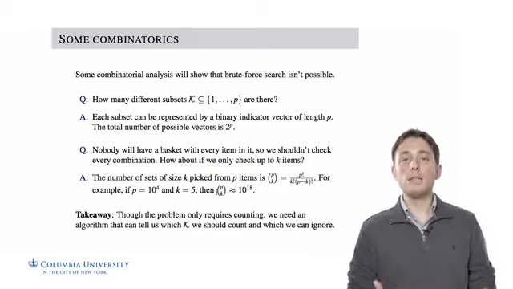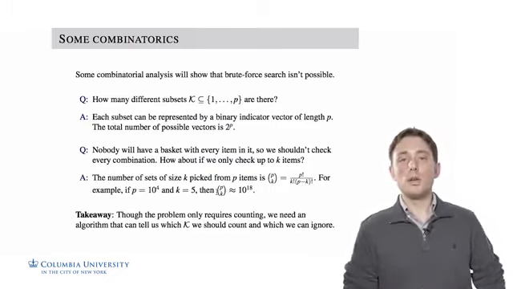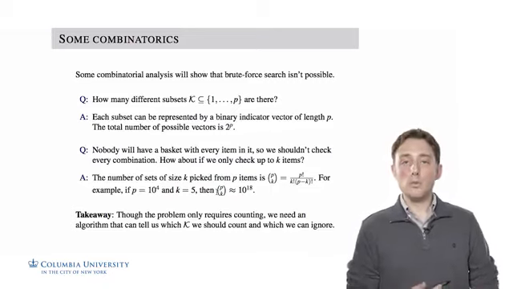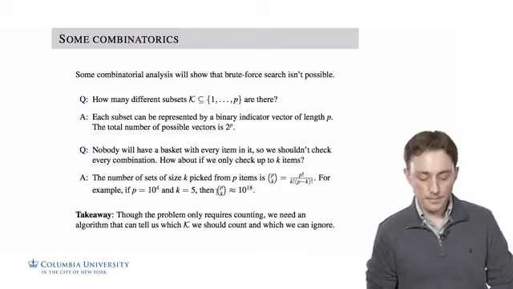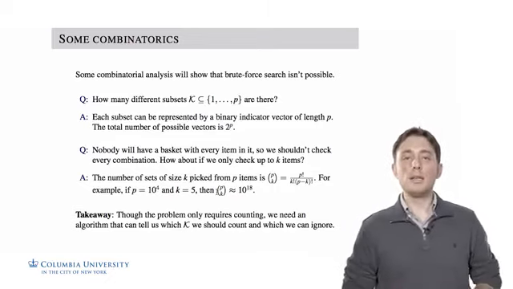So that's 10 to the 18 different subsets that we would have to check by a brute force search, which again is too large to do in a reasonable amount of time.